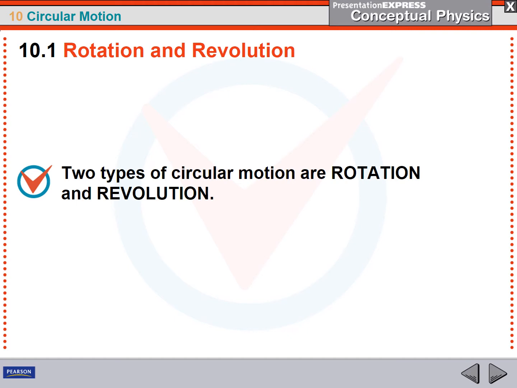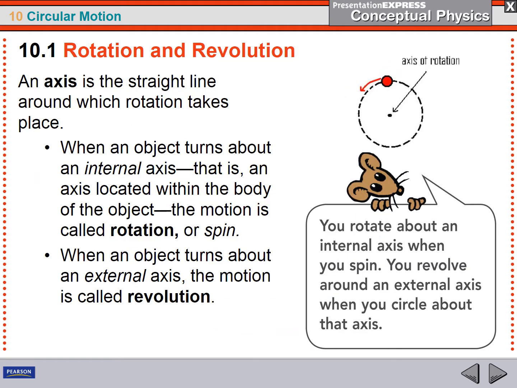There are two types of circular motion. We have rotation and revolution. A Ferris wheel turns around an axis. An axis is the straight line around which rotation takes place. When an object turns about an internal axis, that is, an axis located on the body of the object, the motion is called rotation, or what we call spin. When an object turns about an external axis, the motion is called revolution.